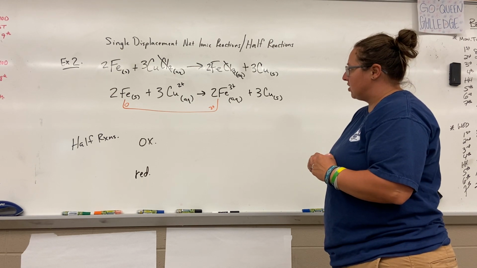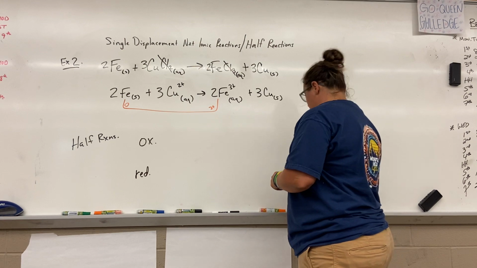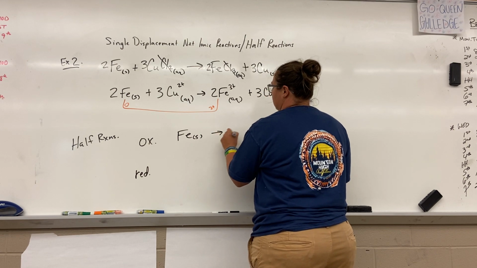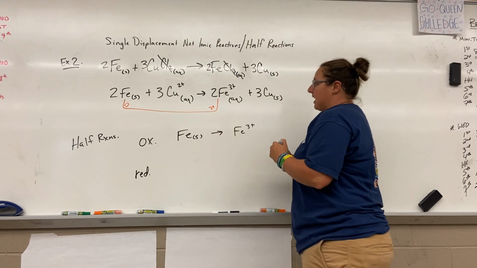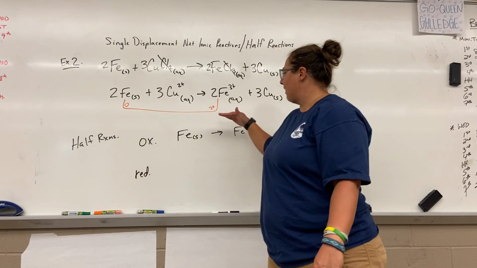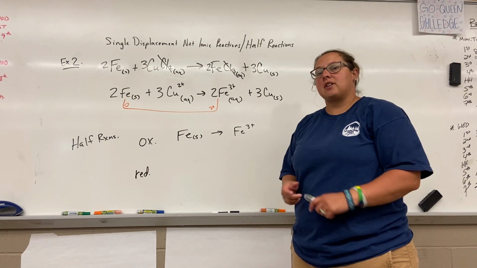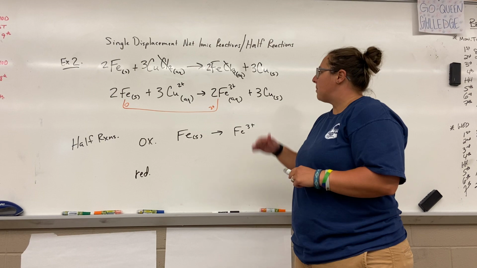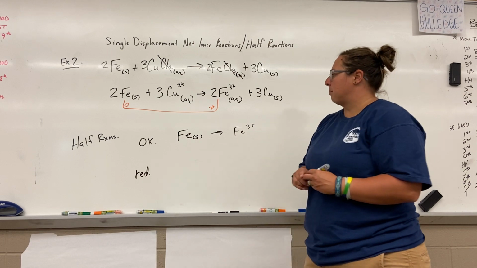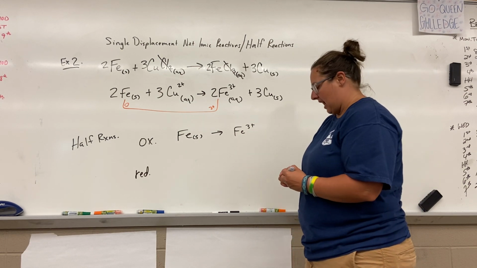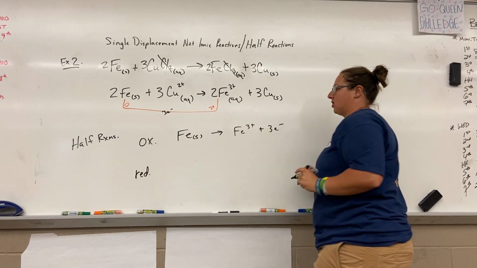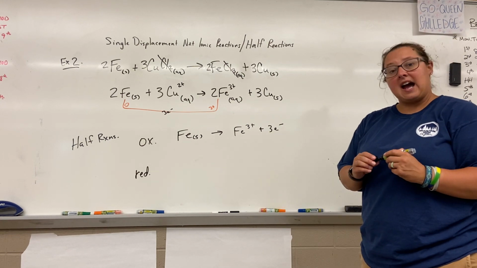So we are going to write that down. So I'm going to have iron solid yields Fe3+. Now notice how I am not using my coefficients when I write my half reaction. You do not have to include the coefficients when you write the half reaction, because what's going to happen is it's going to reduce completely. And so iron goes to iron 3+. I have to state how many electrons it's changing by, which is 3. So there's going to be 3 electrons there. And this is my oxidized half reaction.